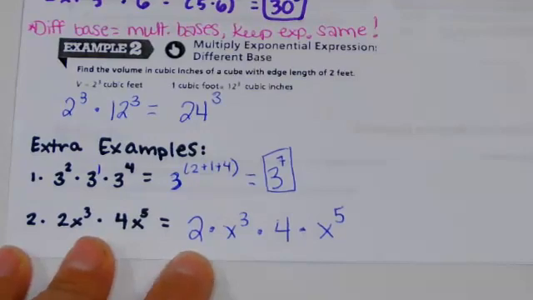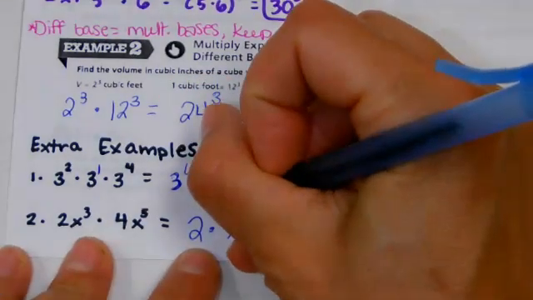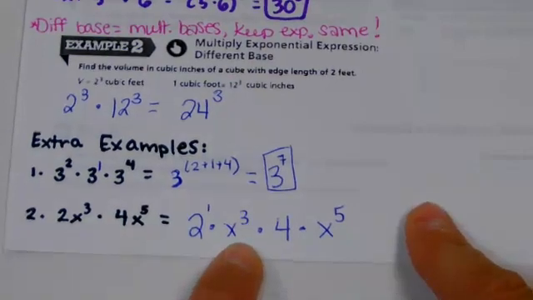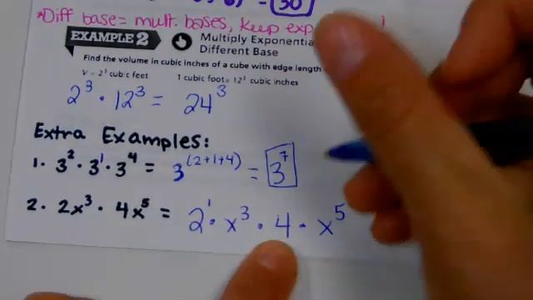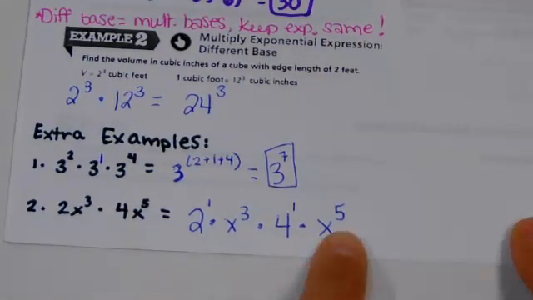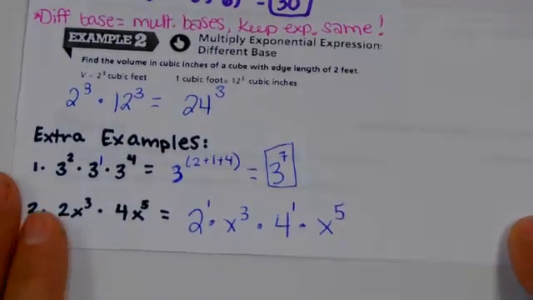Okay, so now what I've got here is I have a base number of 2, and what did we just talk about? There's a hidden 1 on here. We have a base of x and an exponent of 3. We have a base of 4. The hidden exponent would be 1. And I have another base of x to the fifth power. Okay, so I have two things going on. I actually am going to use both of the properties now.